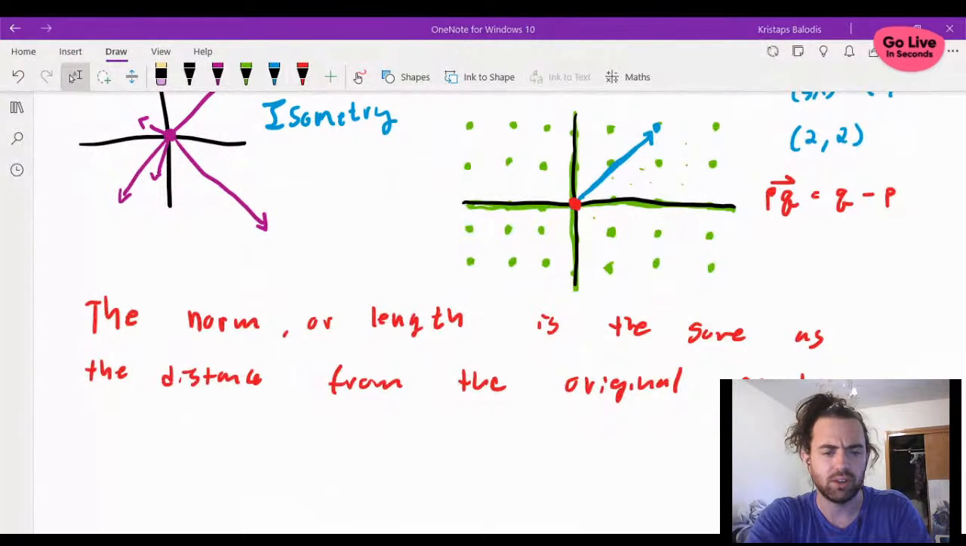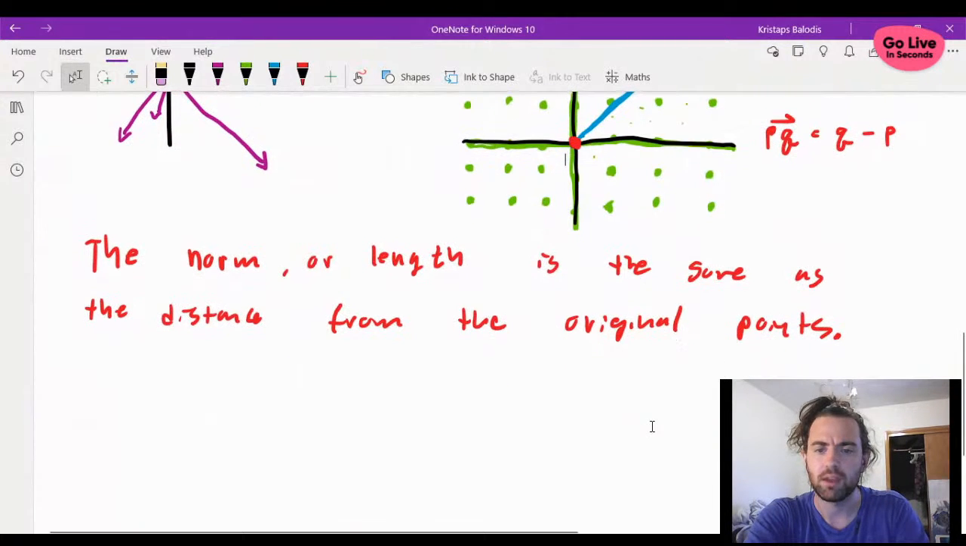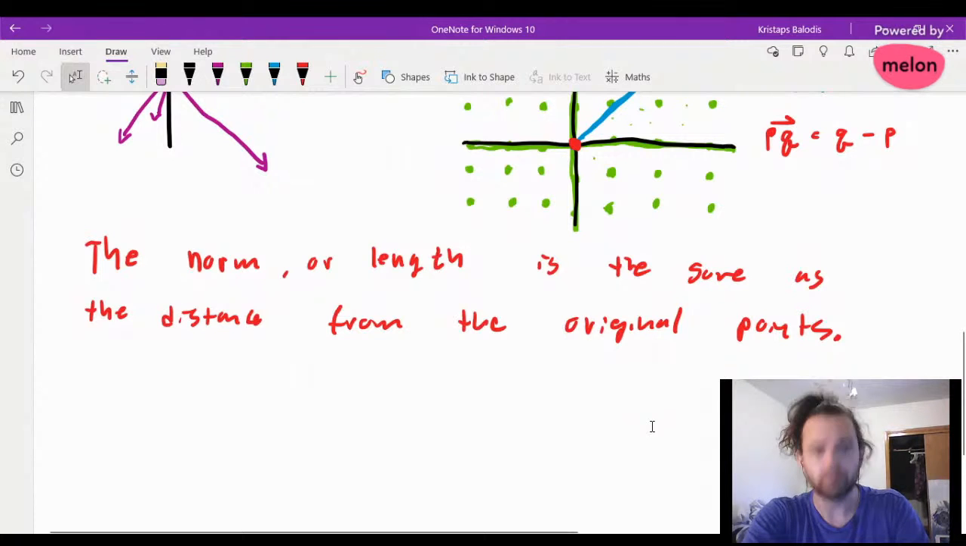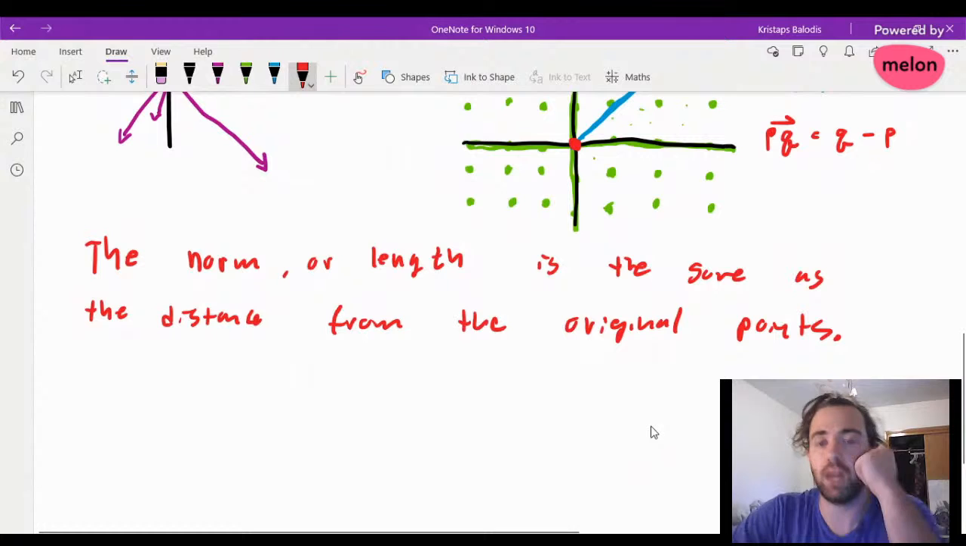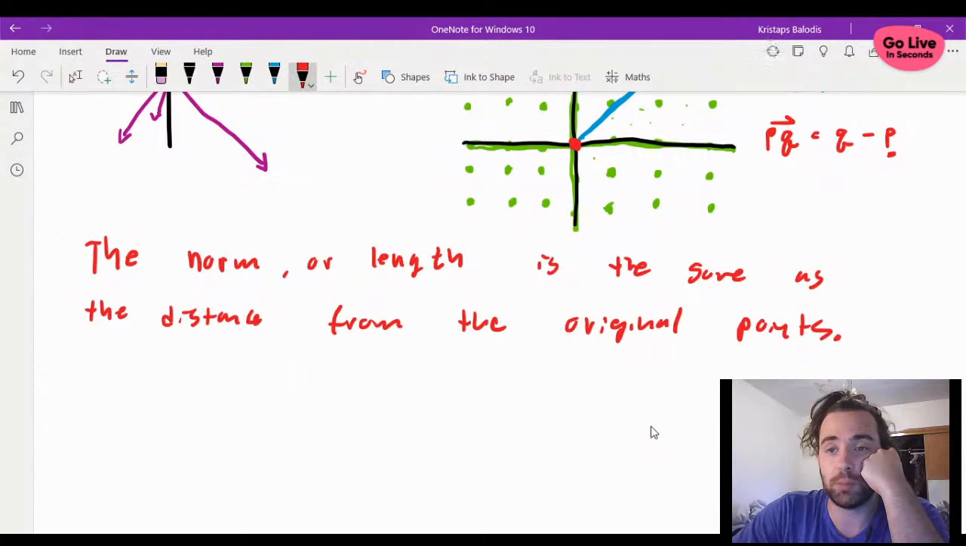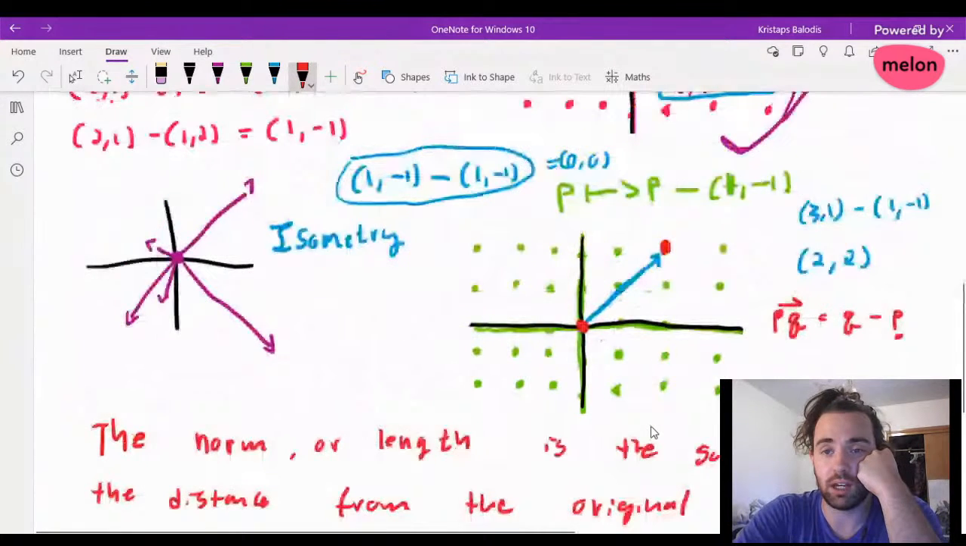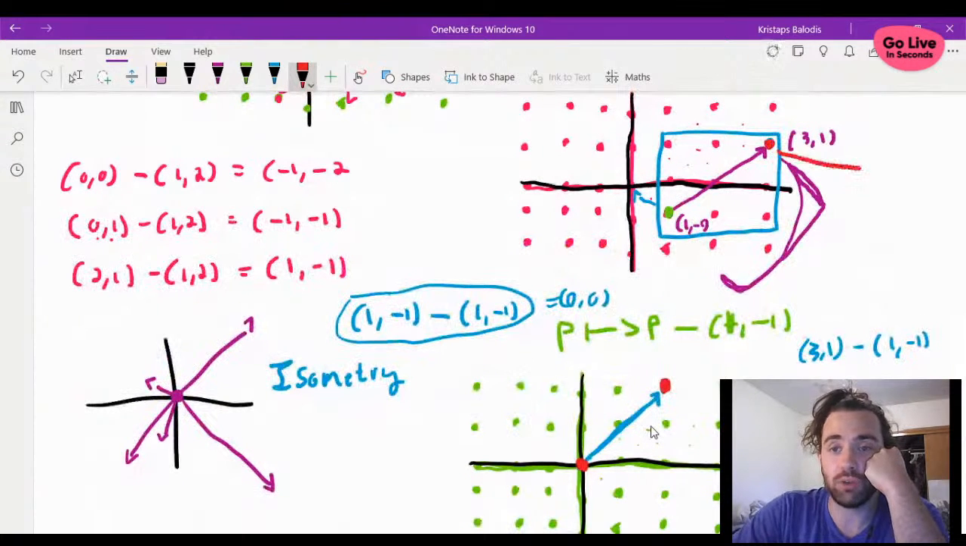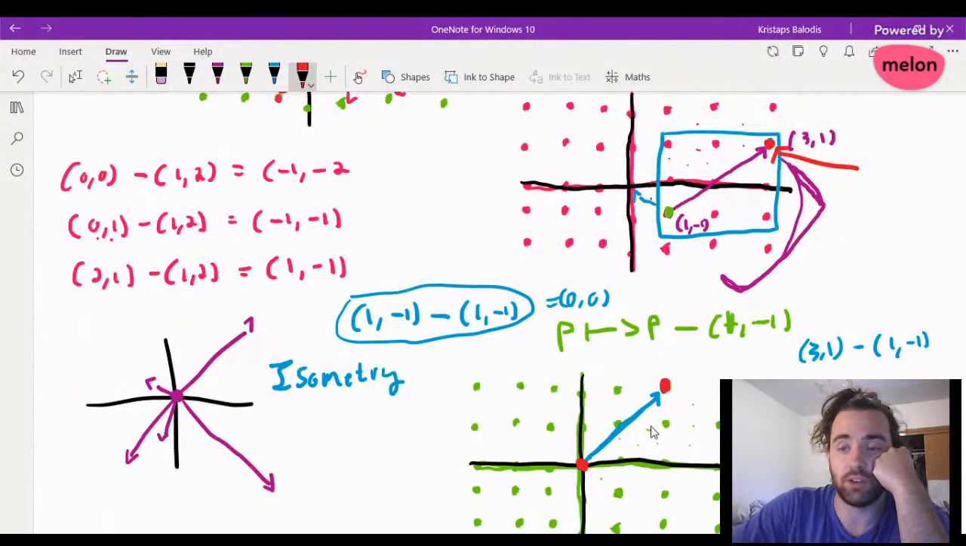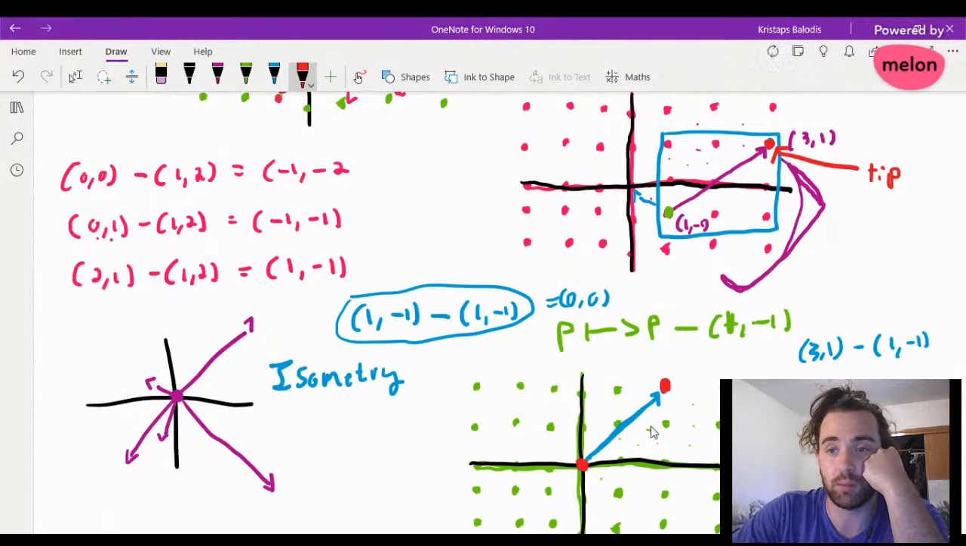I need to be careful that my face isn't cutting off the stuff I'm writing. Right, I better make a special box around there or something. So the norm length is the same as the distance from the original points. And so I'm shifting all the points over by p. So what that means is the point q that I started with up here, right? I know that wherever this ends up, this is going to be the tip of the vector representing it.